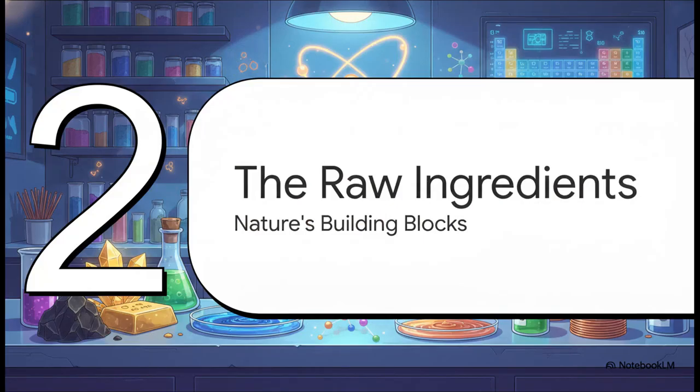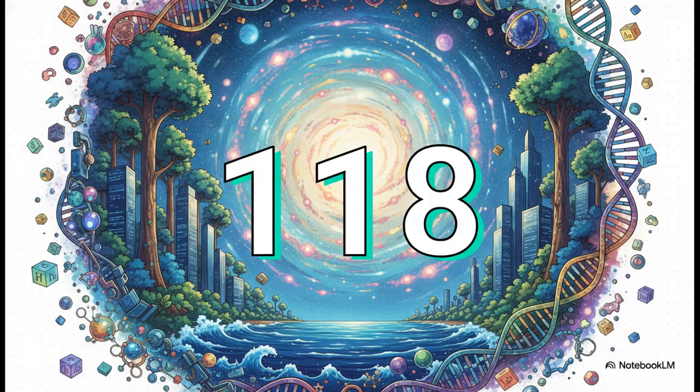Moving right along to Section 2, elements, the raw ingredients. I mean, just think about the sheer staggering variety of stuff in the world. Trees, skyscrapers, vast oceans, your own DNA. You'd totally think the universe requires millions of unique, customized building blocks to create all of this, right? Well, no way. Out of all the mind-boggling complexity in the known universe, there are only 118 known elements. That is literally it. Just 118 individual types of atoms that make up absolutely everything you have ever seen, touched, or interacted with in your entire life.